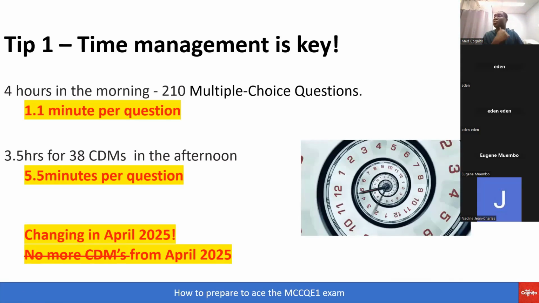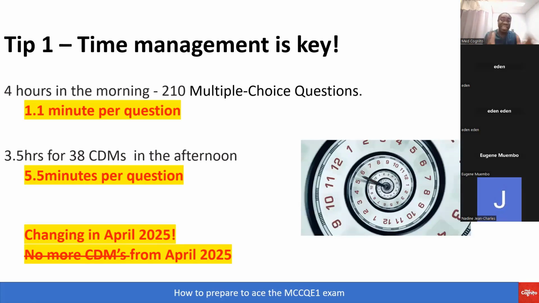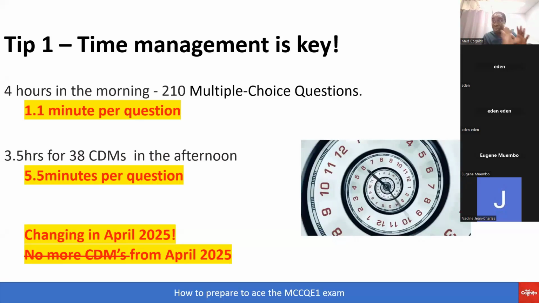Not because they don't know the concepts, but because they are not able to manage time well. So you realize that if you are taking this exam for almost 7 hours, you're going to be thinking very, very fast within a 7-hour period. That is what is going to happen from April 2025.